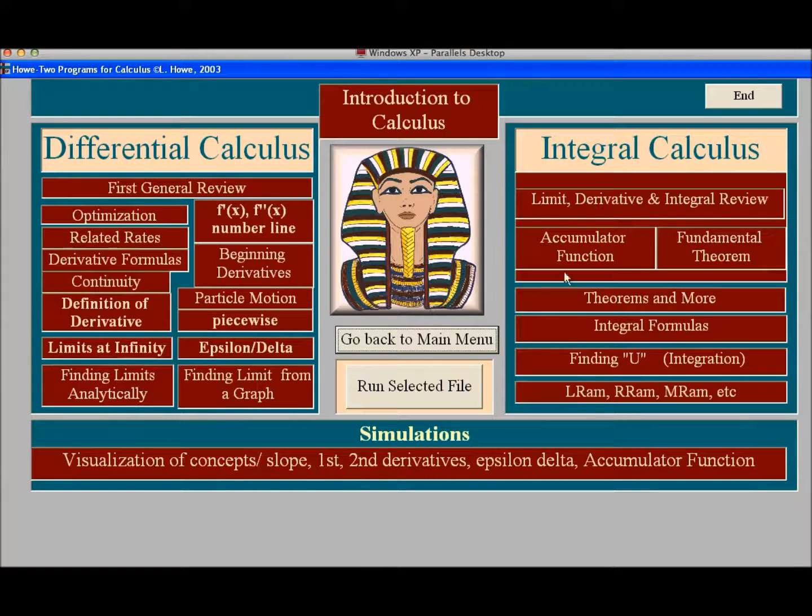And then here we have differential calculus and integral calculus. We'll have to look at each one of these programs separately, but you can see there are beginning programs to help introduce most of the major types of problems we have to study in calculus, the related rates and optimization problems.